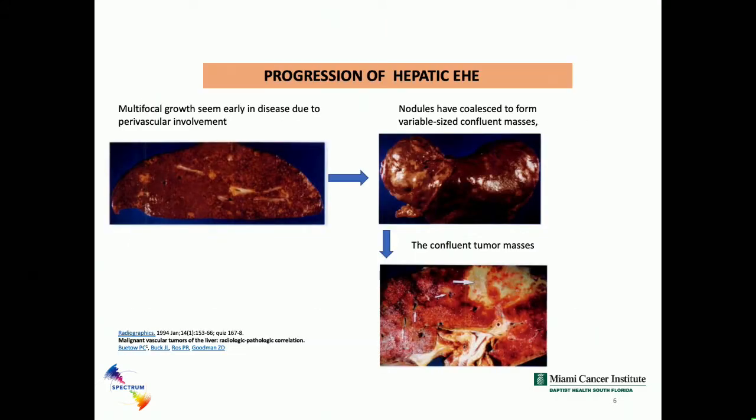And so as we talked about the multifocal growth, with the perivascular involvement, these nodules tend to coalesce and form confluent tumor masses, something I've seen even in the patient that we've treated, where the lesions which are in close proximity to each other sometimes tend to coalesce and end up becoming or looking like a single lesion. Next slide, please.